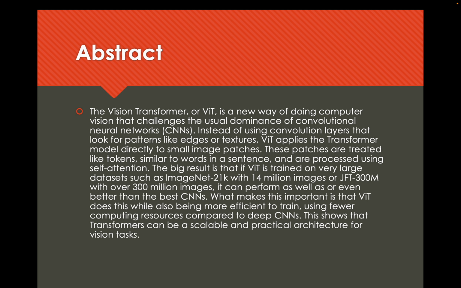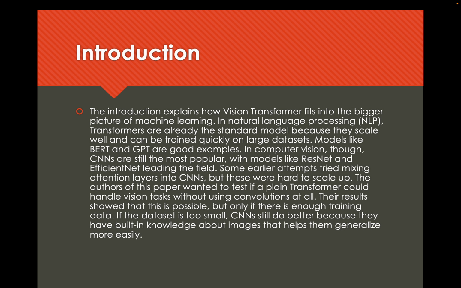What makes this important is that ViT does this while being more efficient to train, using fewer computer resources compared to deep CNNs. This shows that transformers can be a scalable and predictable architecture for vision tasks.